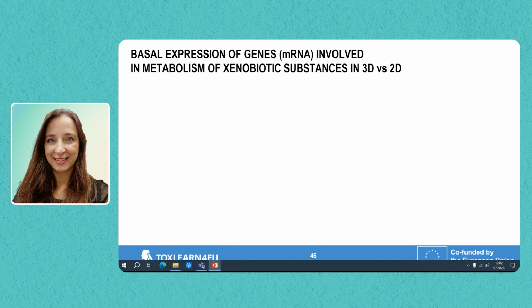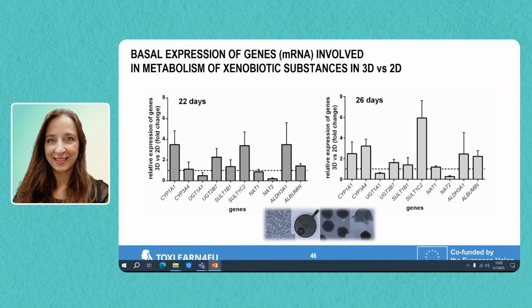Then we also measured the expression of genes that are involved in the metabolism of xenobiotic substances, like cytochromes, UGTs, sulfotransferases. This is without treatment, only the spheroids compared to the 2D culture after 2 days of culturing. And we can see that several genes were upregulated, particularly after 26 days. Most important are the cytochromes, also sulfotransferases and UGTs.